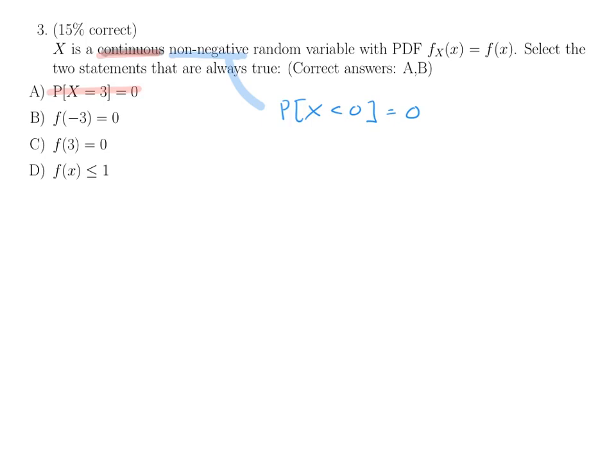So the second statement is the other true statement, because the probability that x is less than or equal to 0, right, is going to, actually, let's do it this way.